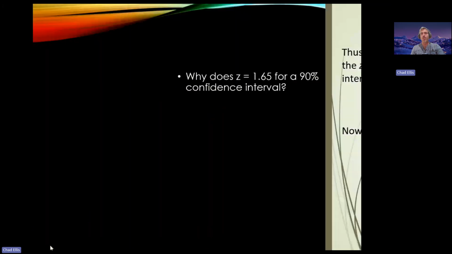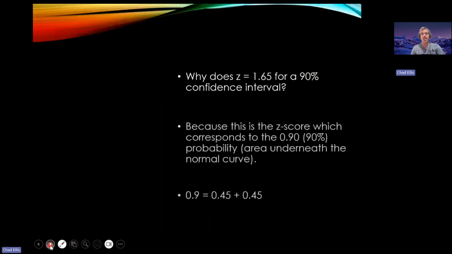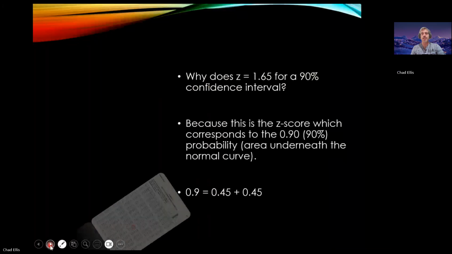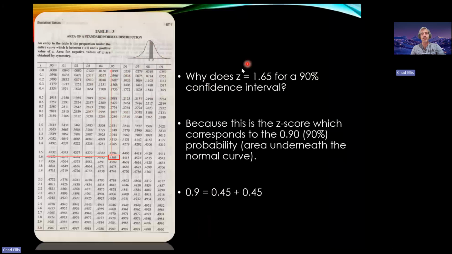So you might be wondering, why multiply by that Z value of 1.65 for a 90% confidence interval? Where do you get that 1.65 value from? Well, if you think back to the Z tables that we looked at a couple lectures ago, the Z value of 1.65 corresponds, in this Z table, to 0.4505.